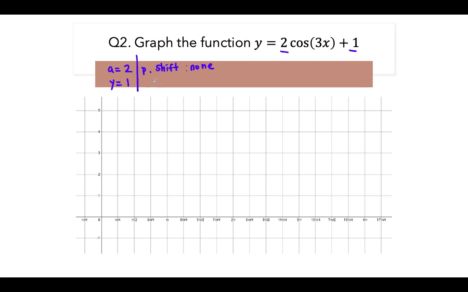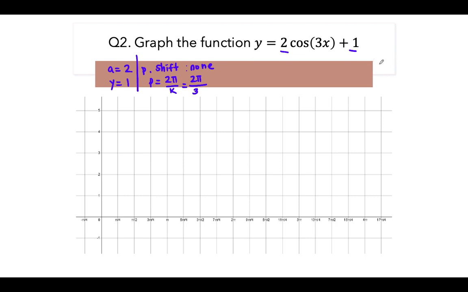And let's find the period. So period, we said, is going to be 2 pi over k. So we're going to do 2 pi divided by k, which is 3. In this case, it's not a very clean number, so period is going to be 2 pi over 3. Okay, we just leave it like that.